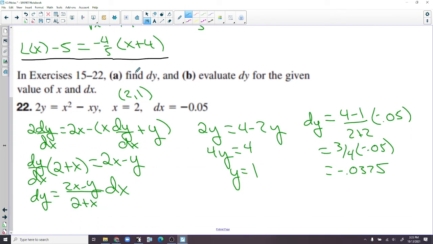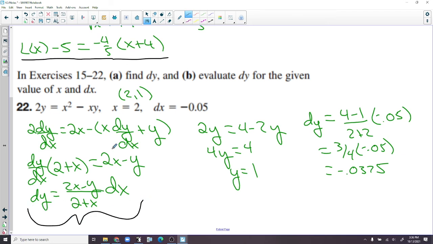Next, exercises 15 through 22, find dy and evaluate dy for the given value of x and dx. So here we're going to take the derivative. 2 dy/dx is equal to 2x minus y, first times the derivative of the second plus second times the derivative of the first. And let's see, what are we going to do? We're going to add this over because it's negative. Factor out a dy/dx and you get 2 plus x. Then we have 2x minus y on this side. So we're going to divide by 2 plus x, multiply by dx, and here is what we're looking for right there.